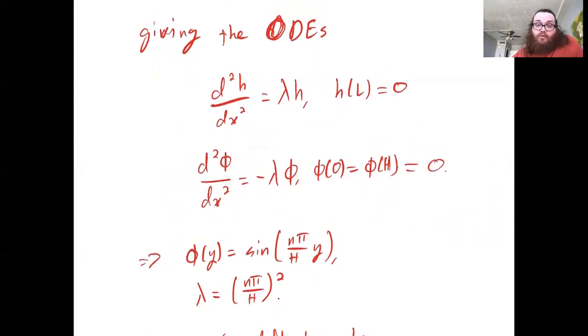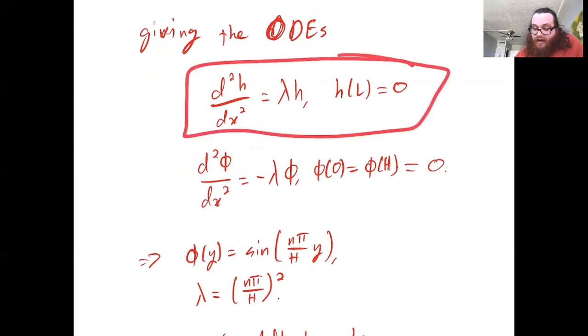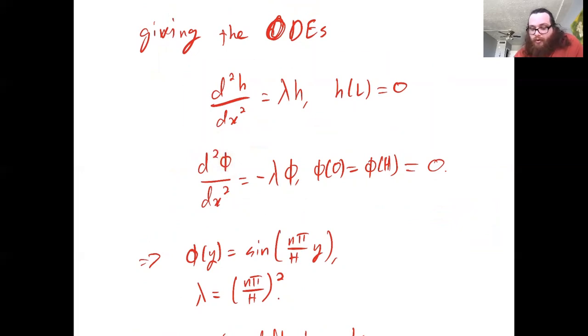But half of our work is now done, right? So we figured out what phi looks like from our product solution. Now we need to solve for h. And in particular, we know exactly what this lambda is for h. Okay.